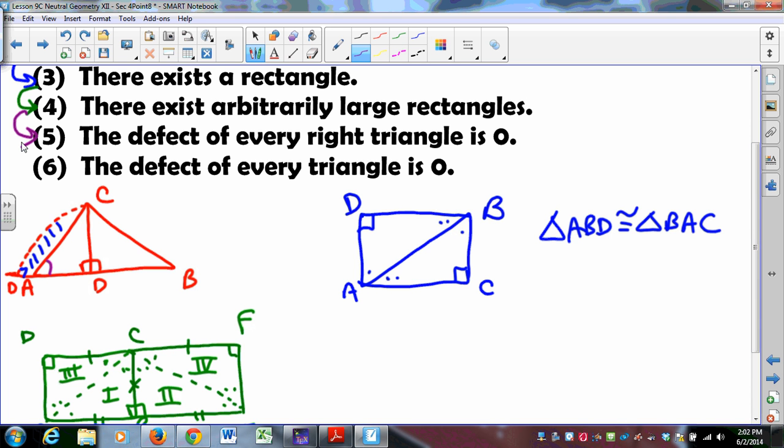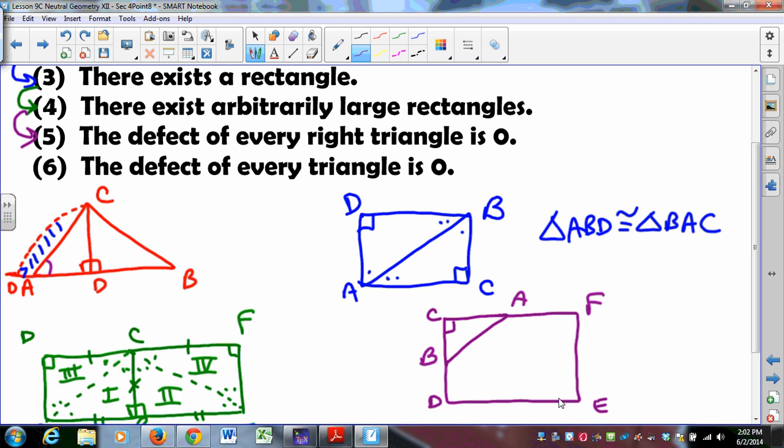Does 4 imply 5? Does the fact that there are arbitrarily large rectangles mean that the defect of every right triangle is 0? And here's an interesting question. So I've got this right triangle, and I want to know if its defect is 0. So what I do is I create one of these arbitrarily large rectangles that I know exists. I know there has to be some rectangle where the length is bigger than CA, and the width is bigger than CB, that is an arbitrarily large rectangle.